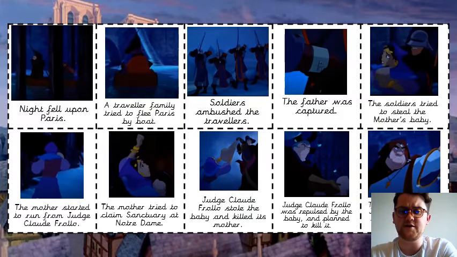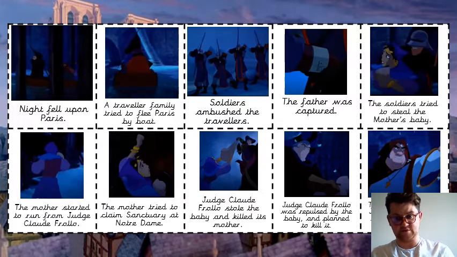The third scene is that the soldiers ambushed the travellers. The fourth scene is that the father was captured. The fifth scene was that the soldiers tried to steal the mother's baby. The sixth scene, the mother started to run from Judge Claude Frollo. So he was basically the person who was in charge of the army and the police force.